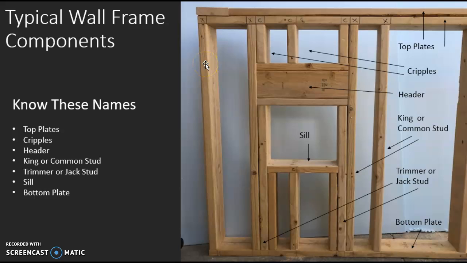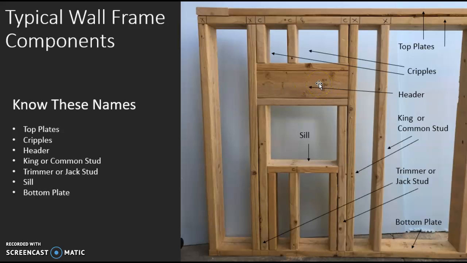Here we have what's called the king stud. It actually supports the house. It then goes in between one of the top plates and the bottom plate. Again, moving on over, we have another king stud. Next to the king stud, what you're seeing is called a trimmer or jack stud. What this does is support this item, which is called a header.